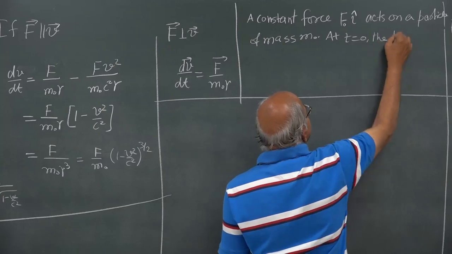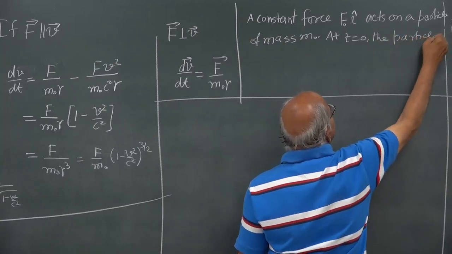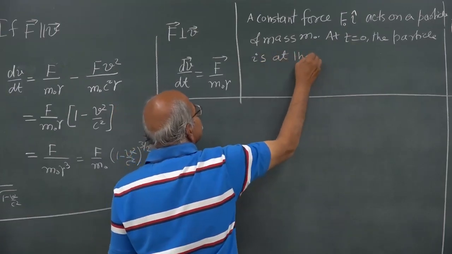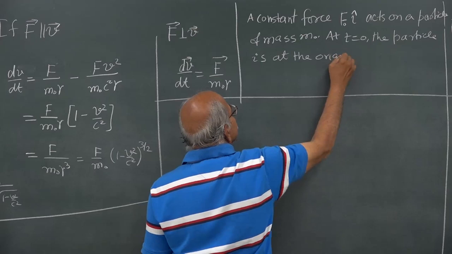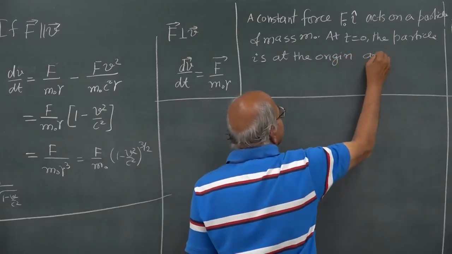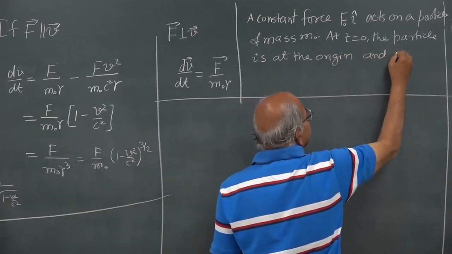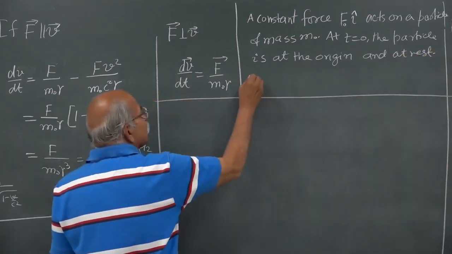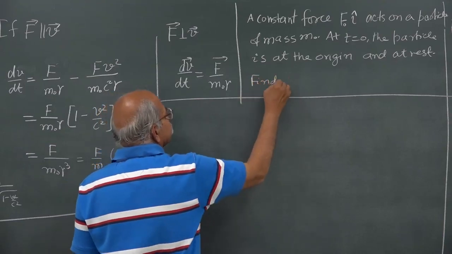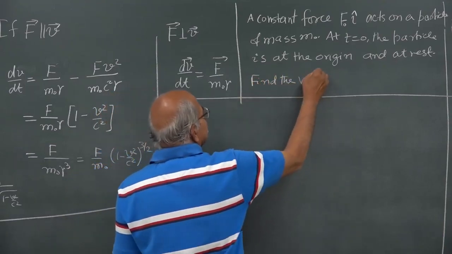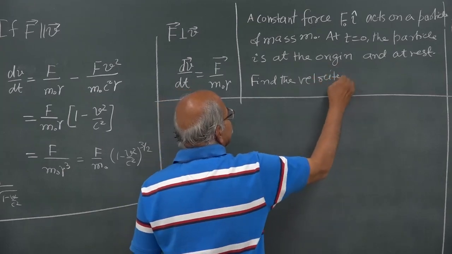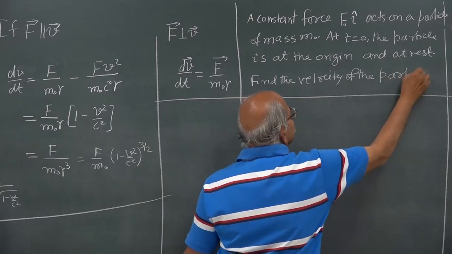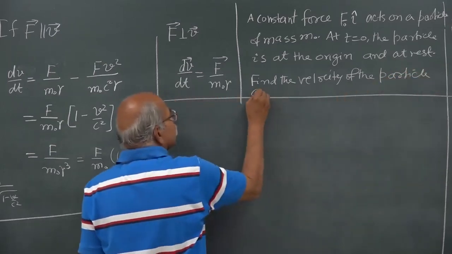The particle is at the origin and has 0 velocity and is at rest. So, you have to find the velocity or speed, find the velocity of the particle as a function of time.